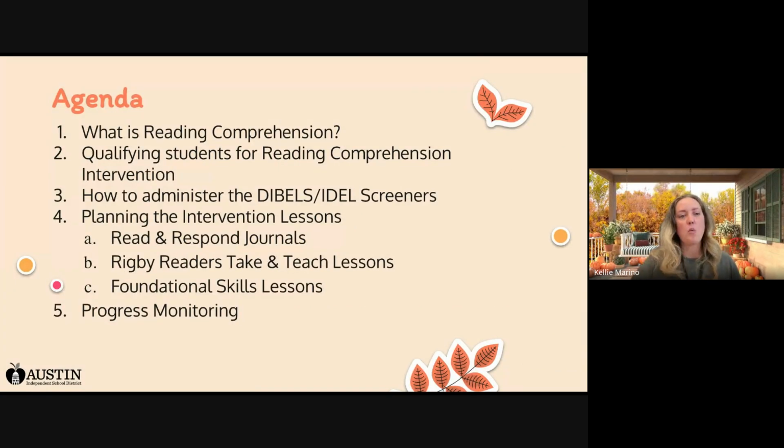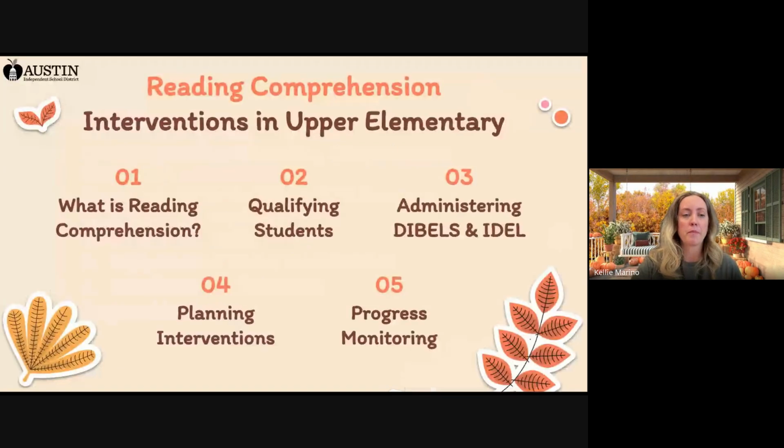So we'll be covering what is reading comprehension, what qualifying students for reading comprehension interventions looks like, and how to administer the DIBELS or the IDEL screeners, which are the ones that we use for reading comprehension. We will also go over planning the intervention lessons using 3 main resources, which are the Read and Respond journals, the Rigby Readers Take and Teach lessons, and the foundational skills lessons. And we will also cover progress monitoring. Again, these 5 components are what we will be covering.